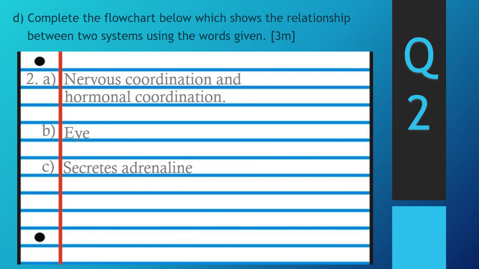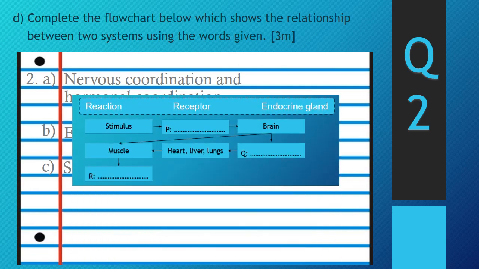Last question. Complete the flowchart below which shows the relationship between two systems by using the words given, 3 marks. So first we have to review and study the flowchart given in the question. Then write D. The two systems mentioned earlier in the question actually refer to the nervous system and the hormone or endocrine system.